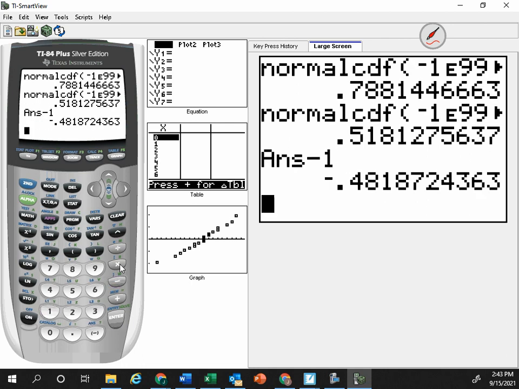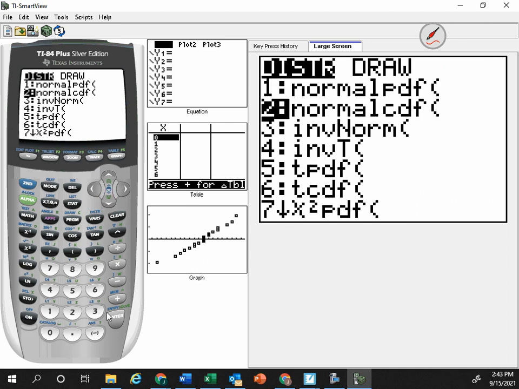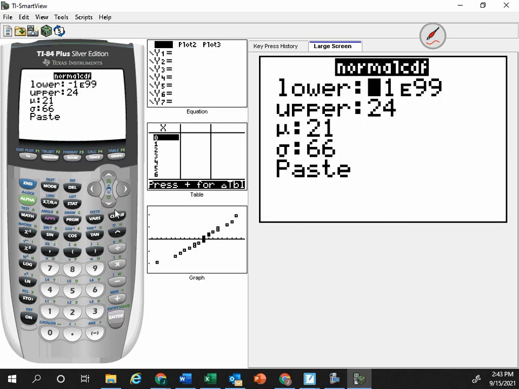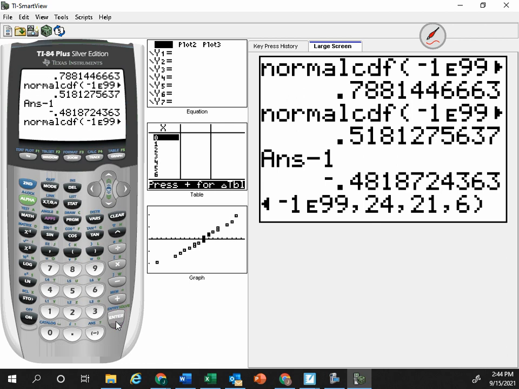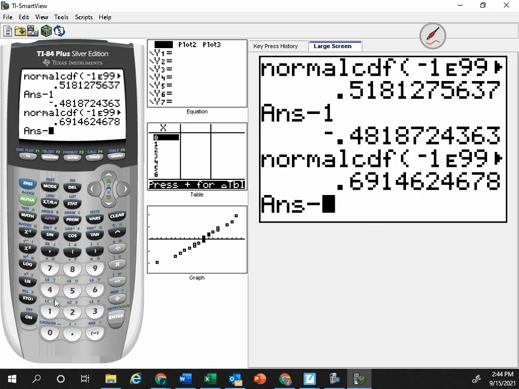subtract it from 1. Ooh, I got a different answer. What did I type in wrong? 66. Ah, that'll do it. Yep. Thanks. That's a dramatic standard deviation. Let's try. There we go. Try again. Okay, much better.